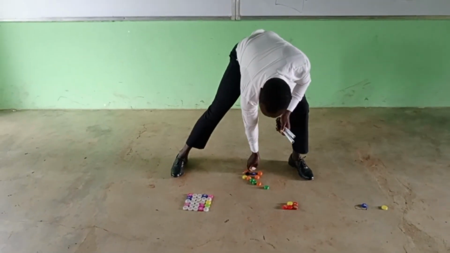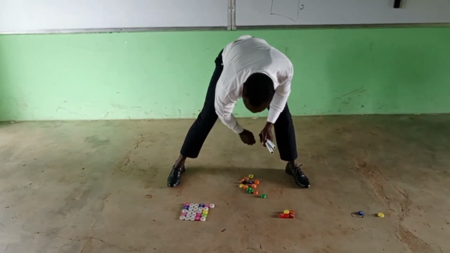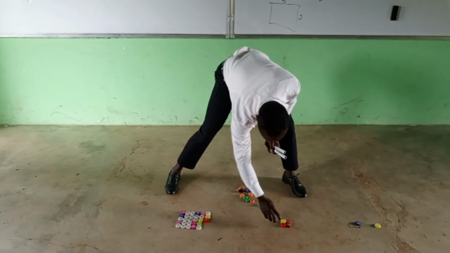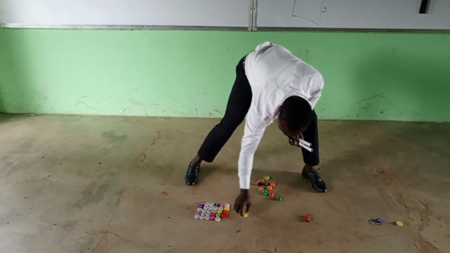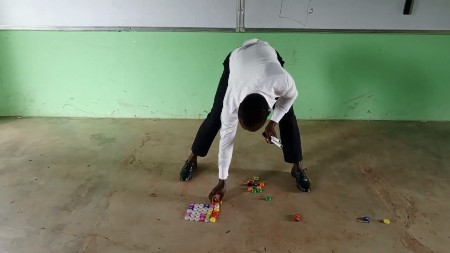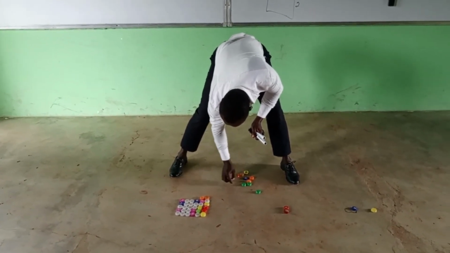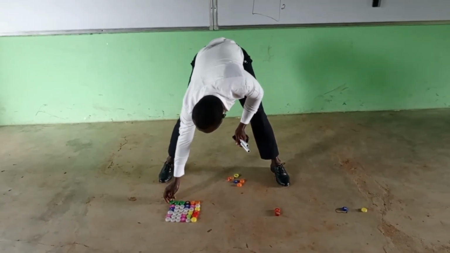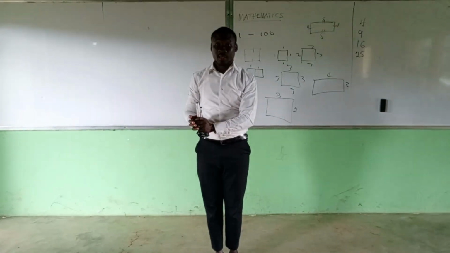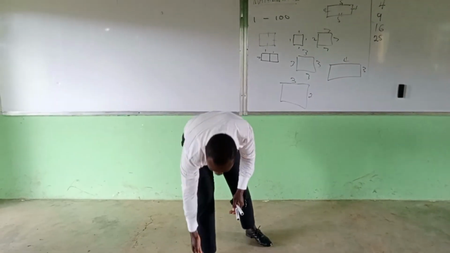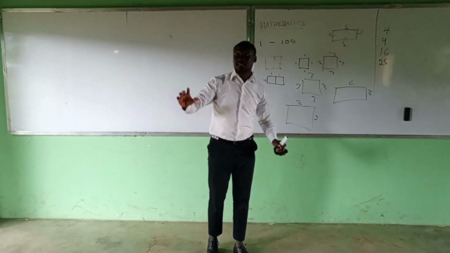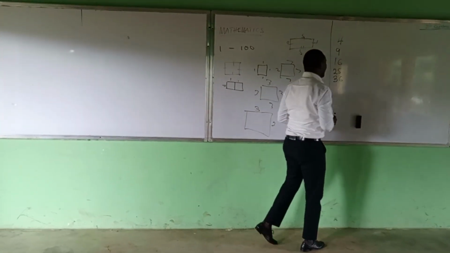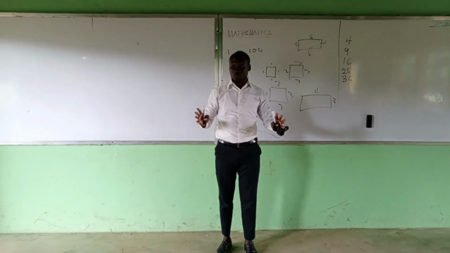So if you continue, you are going to get what? 26, 27, 28, 30, 31, 32, 33, 34, 35, 36. Can this form a square? Yes. Are you sure? Yes. If you count this side, you are going to get how many centimeters? 6. So 36 can also form a square.